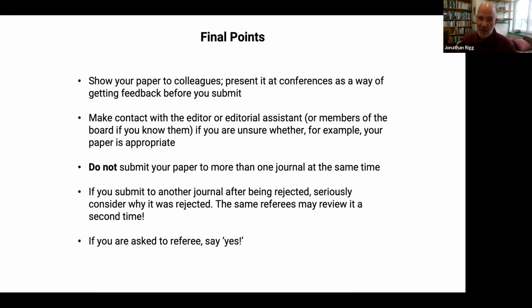And finally, if you're asked to referee, often being on the other side of the desk is quite instructive for your own work. I read other people's work and I think, wow, it doesn't really work. Why? And then when I read my own work, I find myself making the same sorts of mistakes.